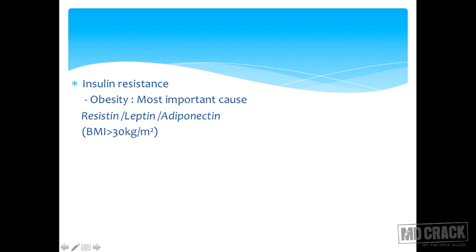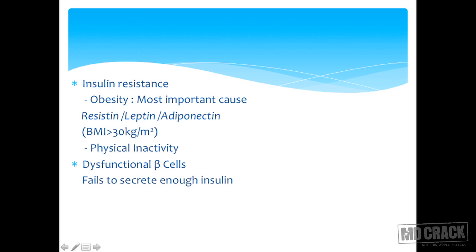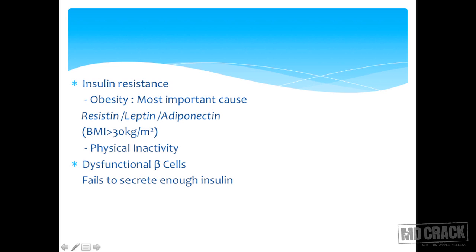When do we say anybody is obese? When his BMI is more than 30 kg per meter square. And other things include physical inactivity. And what is the cause for dysfunctional beta cells? Because it fails to secrete enough insulin. So these are the causes for type 2 diabetes mellitus.